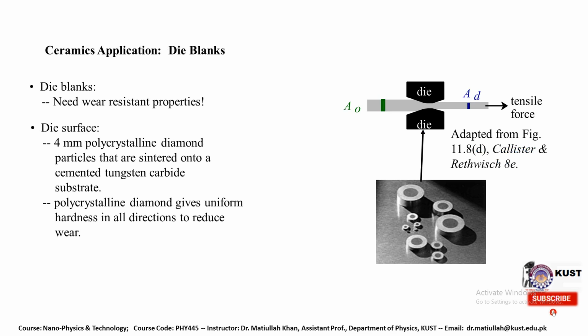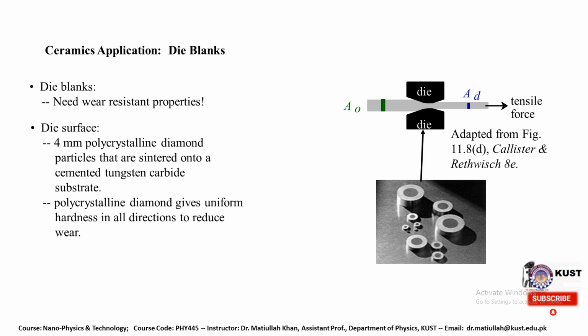in some places we need a material that has high resistance at the surface. So we have die blanks that need wear resistant properties, and the die surface is around 4 mm of polycrystalline diamond, with particles that are sintered into a cemented tungsten carbide substrate, made of polycrystalline diamond, which gives uniform hardness in all directions to reduce the wear. Such dies are specially used in the synthesis of materials or in tensile force, conducting mechanical tests, including the tensile properties and some other properties as well.